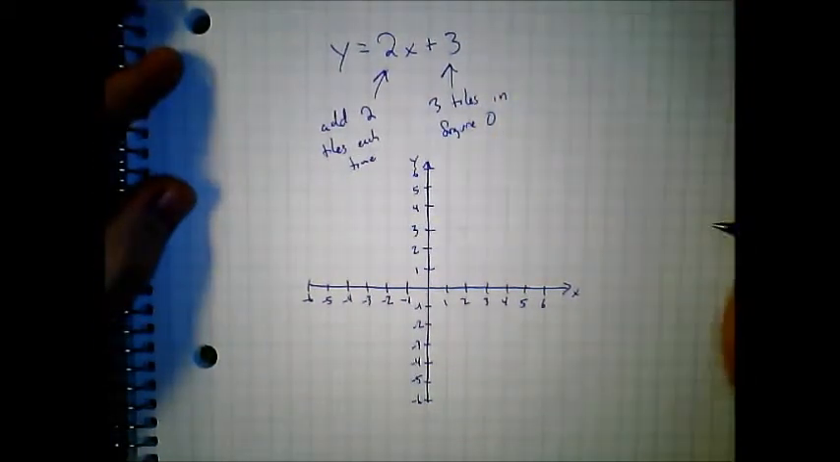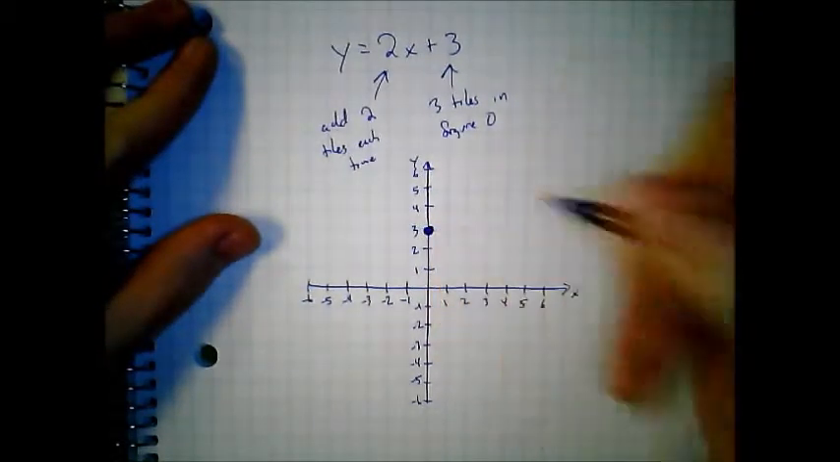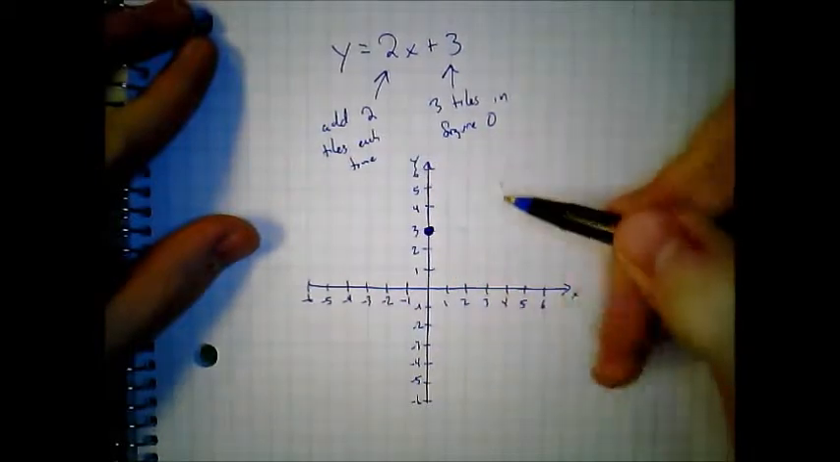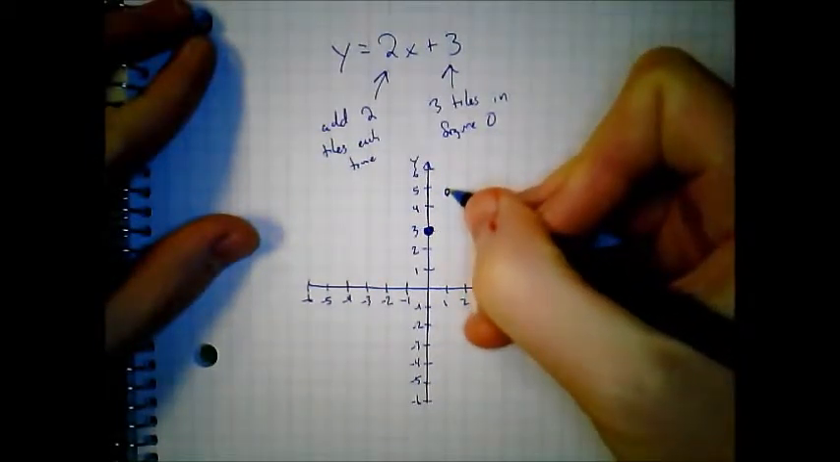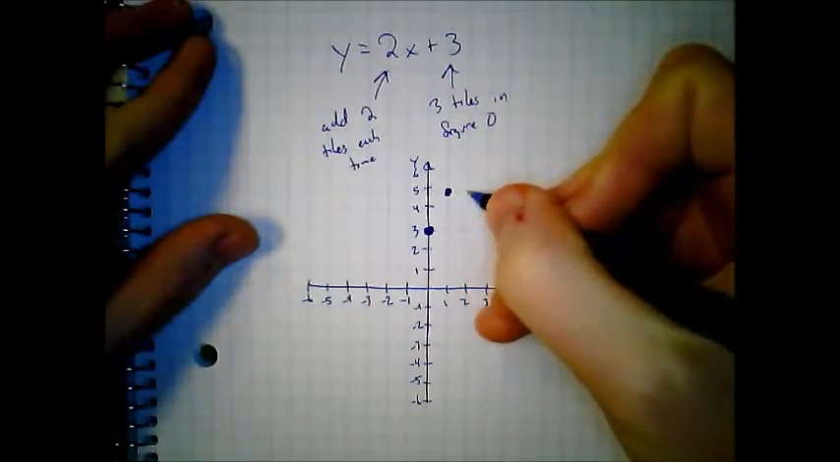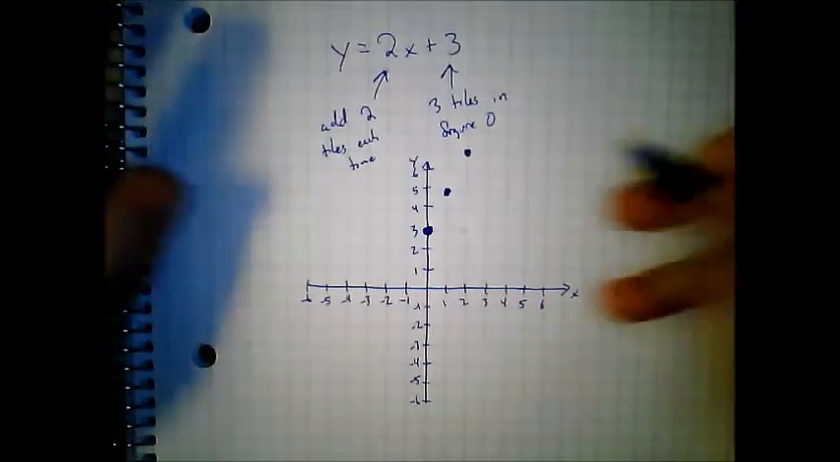We have 3 tiles in figure 0, but figure 0 we know is on our y-axis. We have 3 tiles in figure 0, and we're adding 2 tiles each time. So we go over to figure 1, and we add 2 tiles. We go over to figure 2, and we add 2 tiles. And that's it. It is that easy to graph a line.